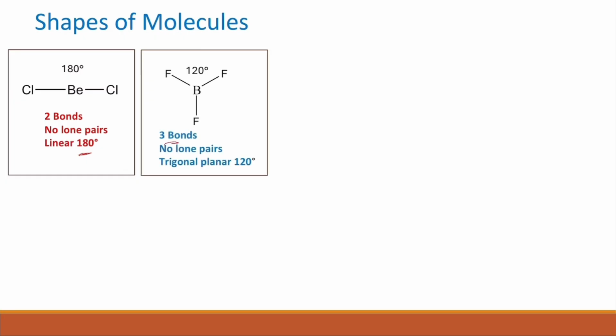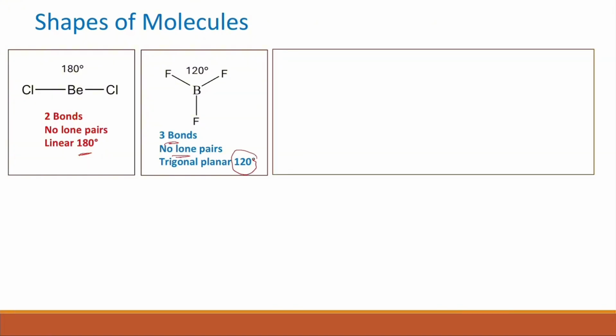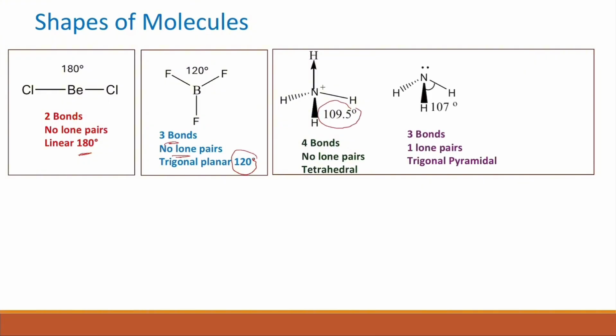And if you have three bonds and no lone pair, the shape is trigonal planar and the bond angle is 120. If you have four pairs, and these are four bonds and no lone pair, it's going to be tetrahedral with a bond angle of 109.5. But if you have four pairs, but three of these are bonds and one is a lone pair, then it's going to be trigonal pyramidal, and the bond angle is 107.